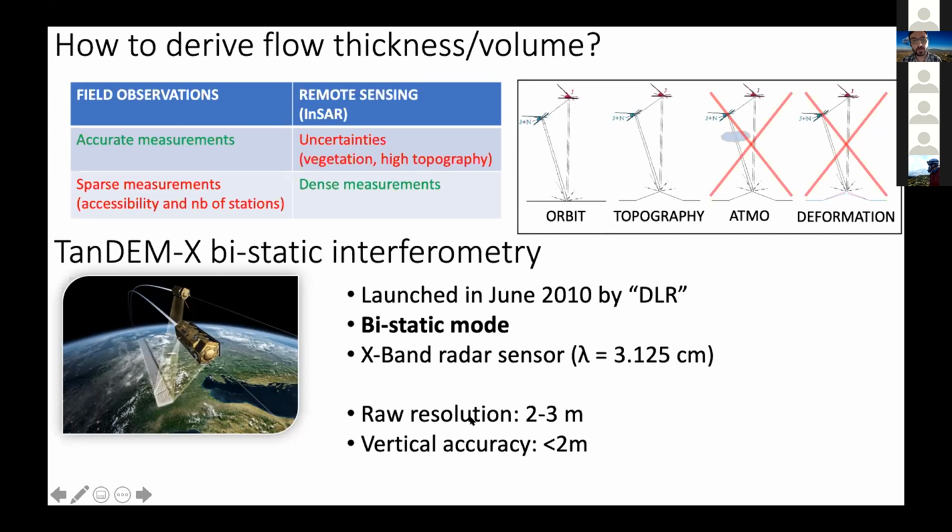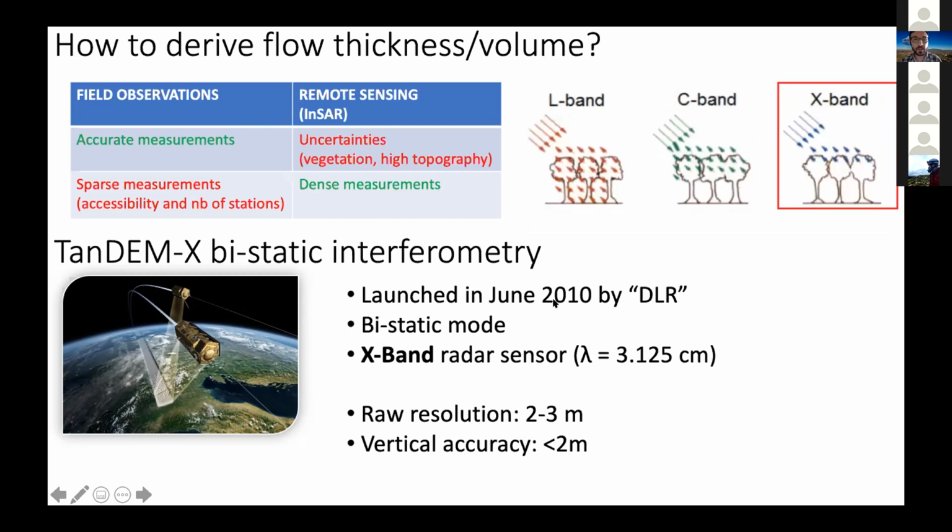For the DEM, the resolution of the data is 2 or 3 meters. Usually you calculate a DEM at 5 or 10 meters, and the vertical accuracy you can have is below 2 meters. One of the interesting aspects is that this is an X-band sensor. So be aware that the X-band models the top of the tree canopy as a result in the digital elevation model, and I will come back to that later in my talk.